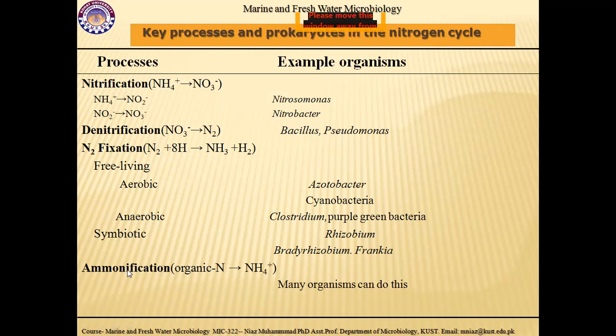Ammonification is another process. First was nitrification, second was denitrification, third was nitrogen fixation, and in these stages nitrogen has been converted from one form to another, and elemental nitrogen has been converted into organic form. Now whenever these organisms are dying, the process is called ammonification, in which organic nitrogen is converted into NH4. Many organisms can do this, especially fungi, bacteria, etc.